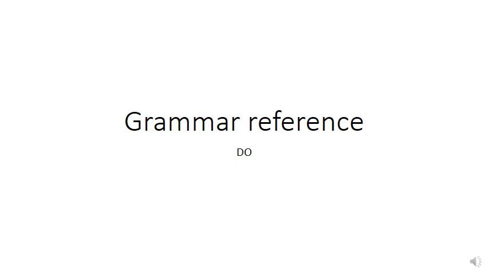Basically, in the simple tense, usually in the affirmative sentence, I don't have an auxiliary, like I like music, I like to play football when I was young.